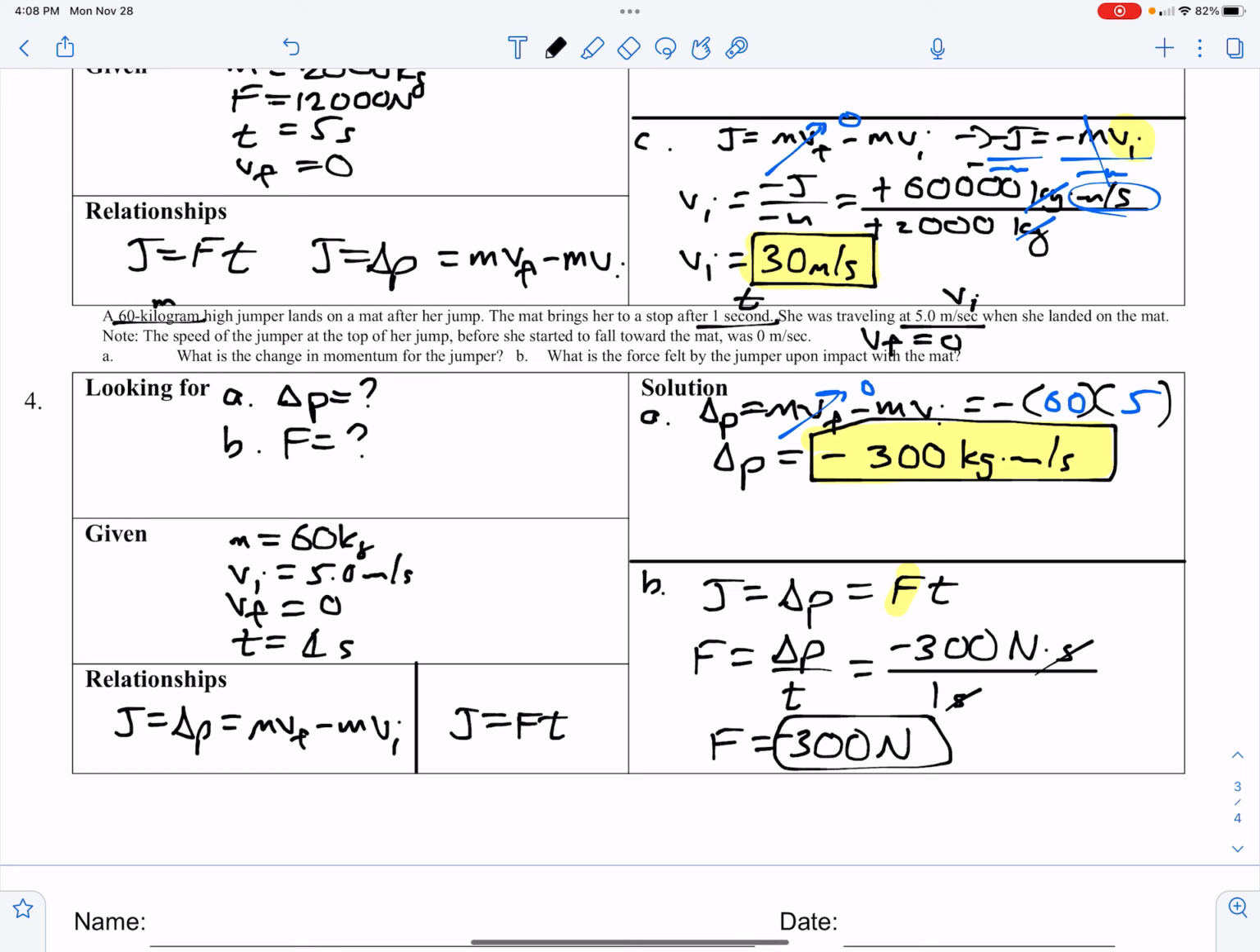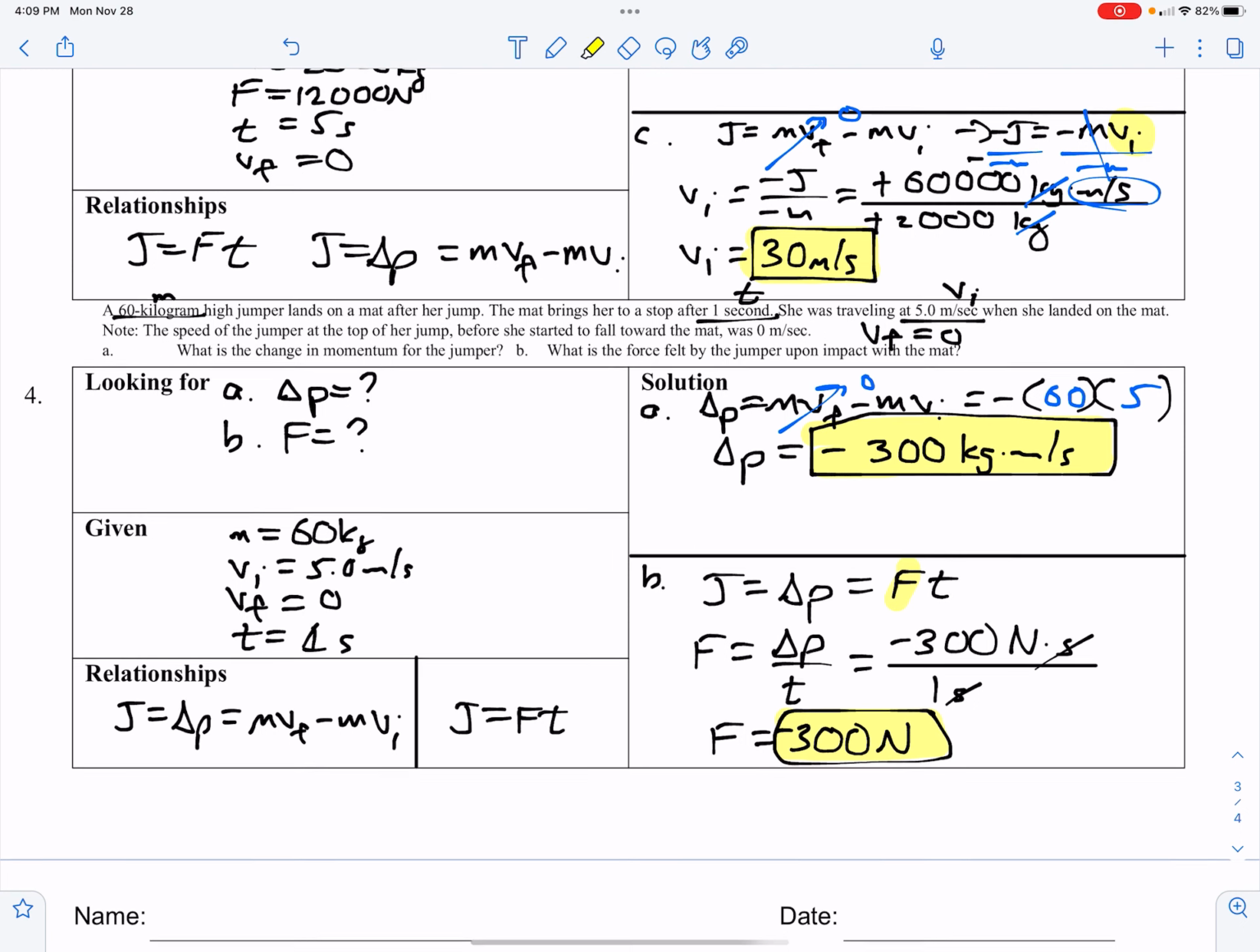The negative just means that if the jumper applies a force of 300 newtons on the mat, that means the mat is applying an equal but opposite force of negative 300. It means 300 newtons, but in the opposite direction. That's all the negative applies.